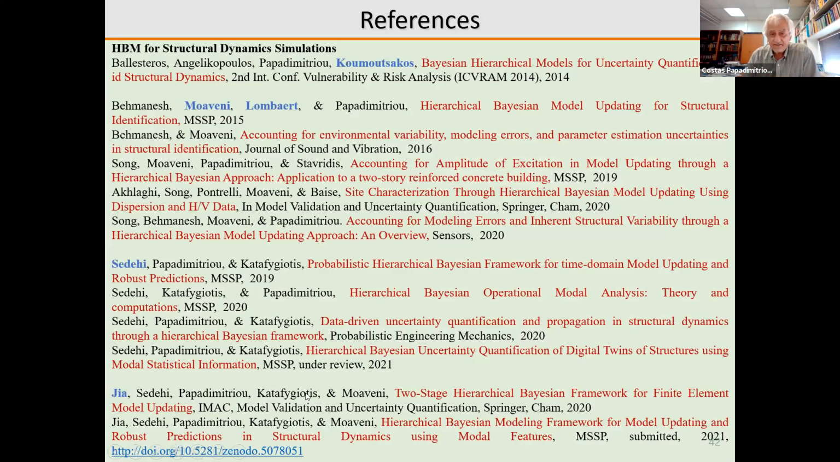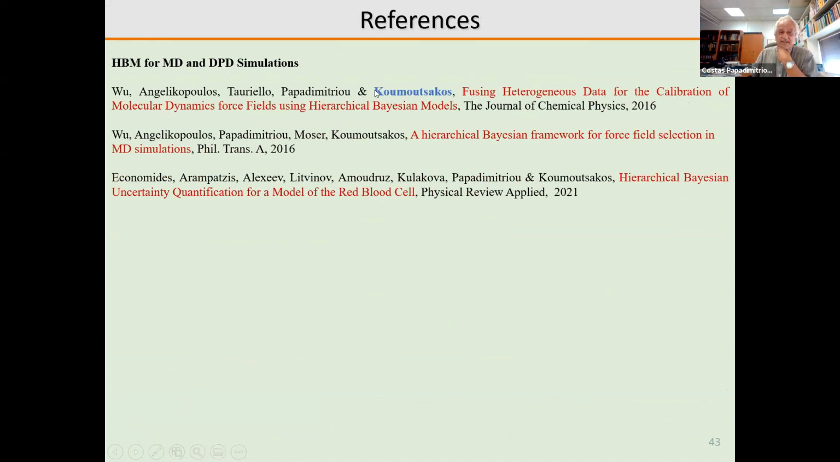This is a reference list. You can glance through important authors here, Mulvaney, Lombard, the first speaker. This is a PhD student, a postdoc student in Hong Kong, my student here. And a lot of ideas were transferred from Koumoutsakos group at ETH. These are similar frameworks, hierarchical Bayesian frameworks developed for molecular dynamics from Koumoutsakos group.